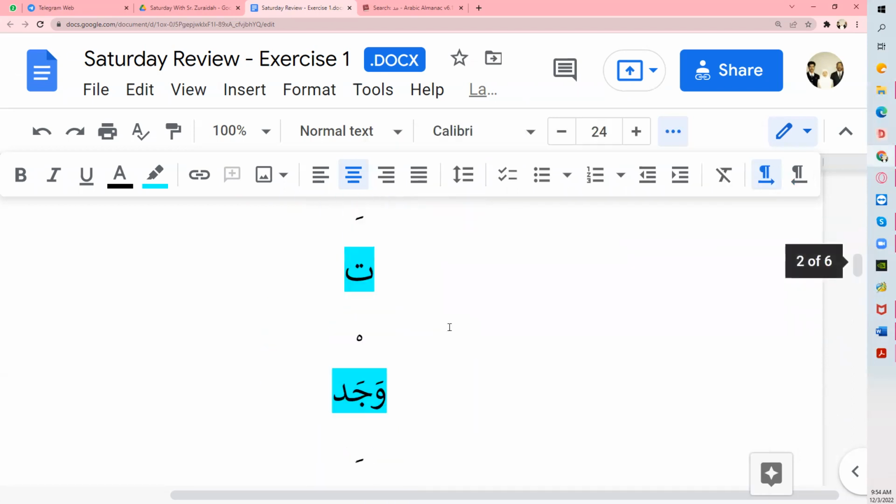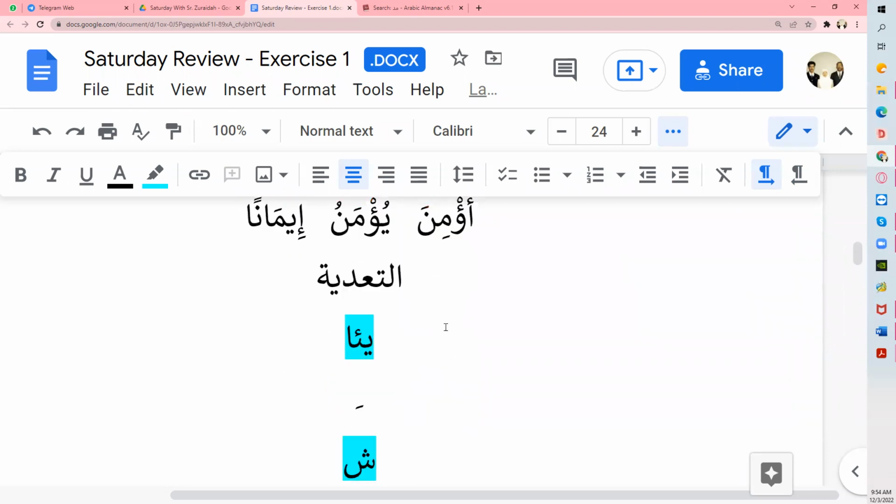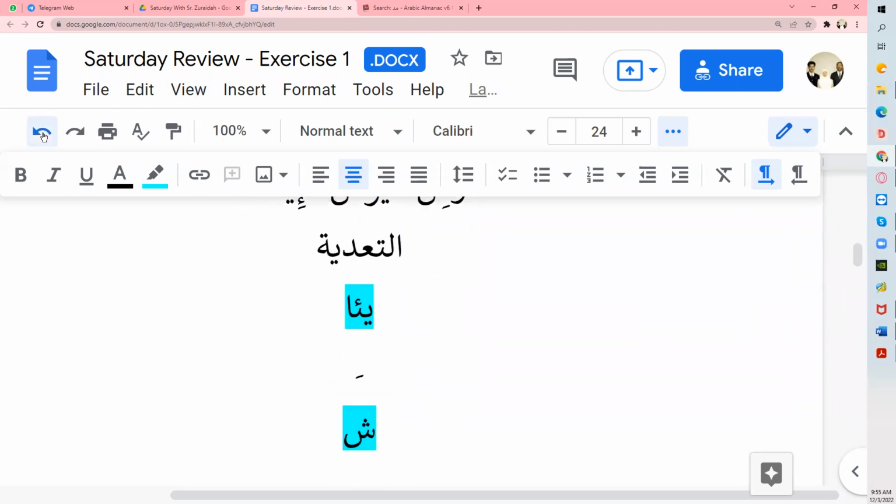Oh my goodness, what happened? I pasted it and that's what happens. Okay, undo. Cannot paste. I have to type it in.